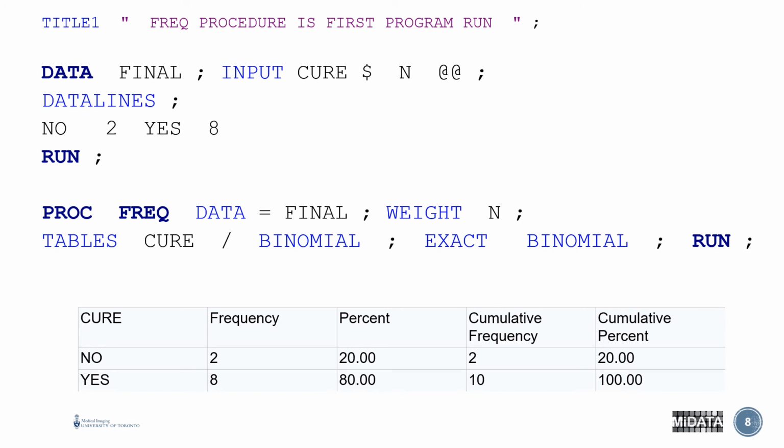We then put together our procedure, the freq procedure or the frequency, proc freq, data, just read the data set I just created, final. The weight just means the 2 and the 8 are the counts for each of my 2 options, which are yes or no. And then I'm asking to do a binomial probability distribution calculation, and I would like it to do not only what we will see with the approximation from a normal distribution, but please also give me the exact binomial, and I have to ask for it.